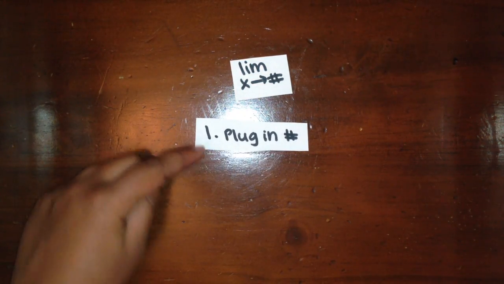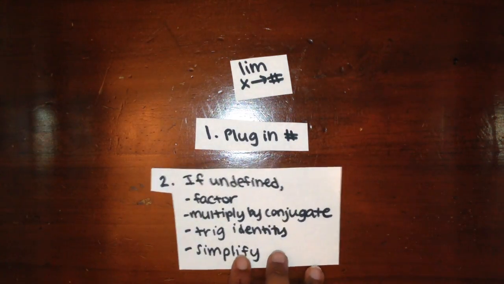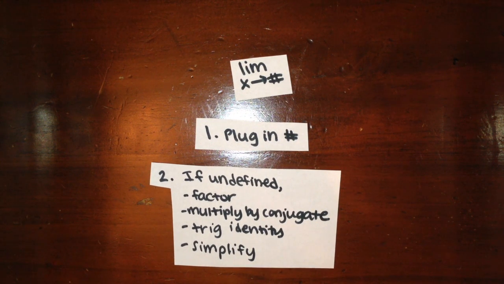So your first step is to plug that number in. And if you plug that number into the problem and you get an actual numerical answer, then that is your limit. But let's say you get 0 over 0, or for any reason your denominator is 0, then you're going to have to take this a step further. So if you get undefined as your answer after doing step 1, you either need to factor, multiply by the conjugate, do a trig identity, or simplify. And Imelda will show you a few practice problems on how to approach this.